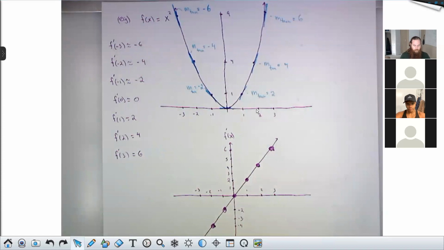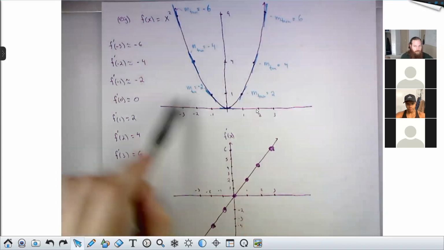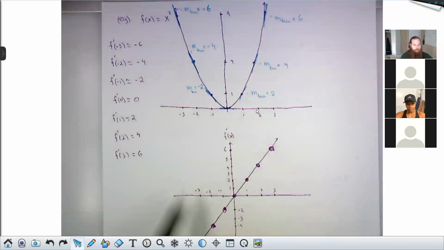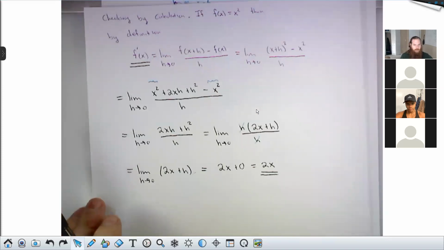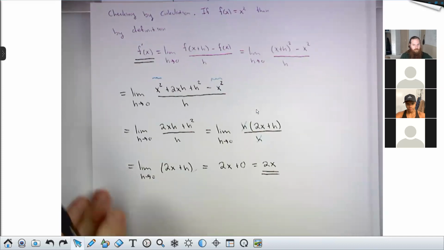Questions on this before we move on? Questions on the picture, how we went from here to here, or how we got these approximations for the value of the derivative. Questions on the calculation that we used to verify our guess? Any questions on what we did here?